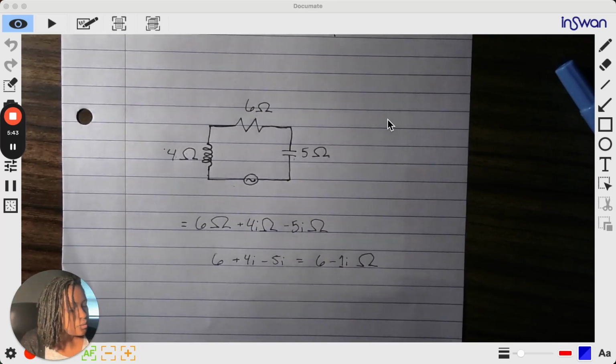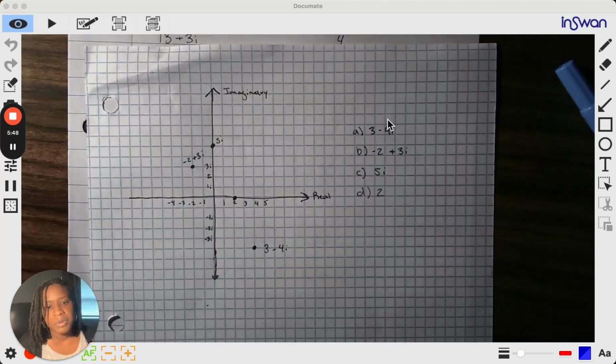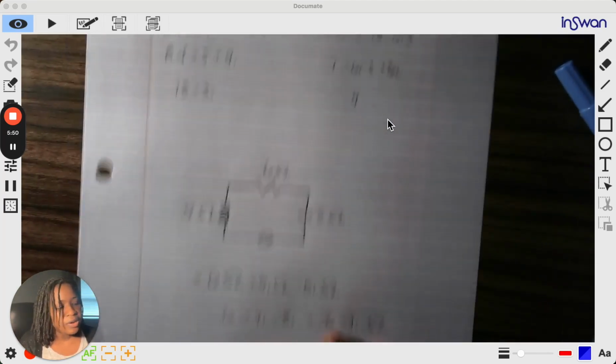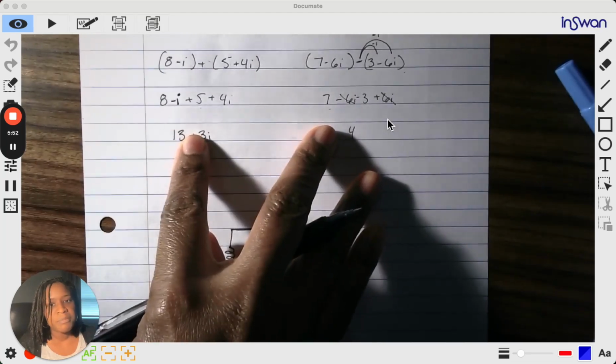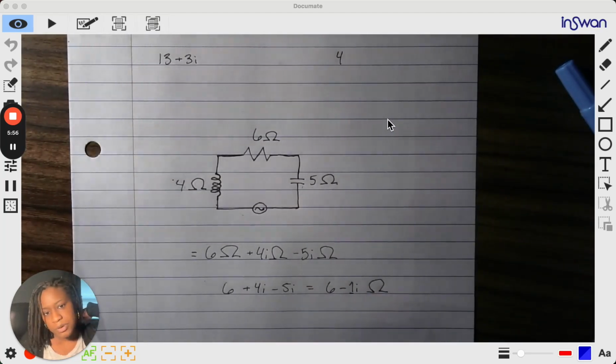All right, so there we go. We have the graphing of a complex number, or how do we graph complex numbers? How do we add or subtract complex numbers? And then finally, a practical application of complex numbers and how we use them.